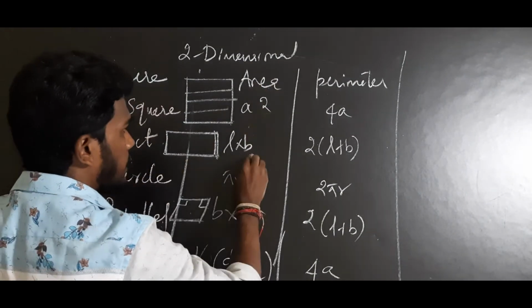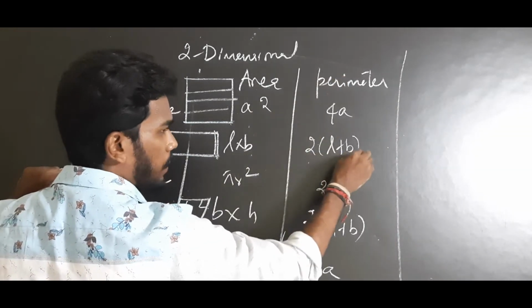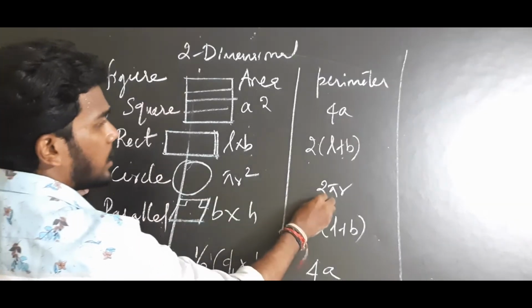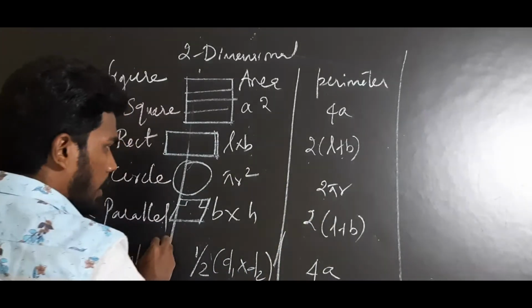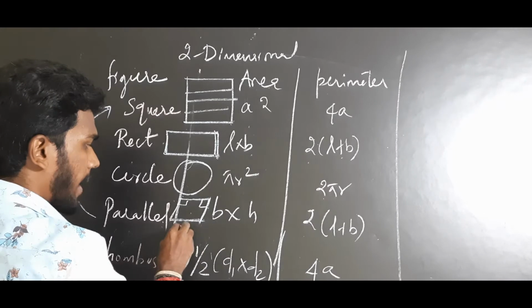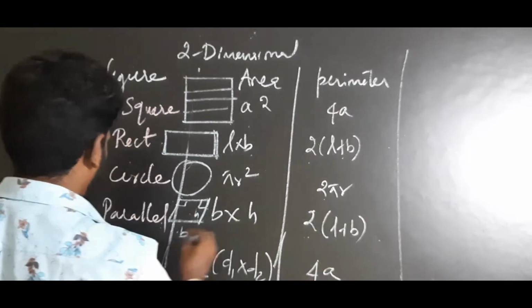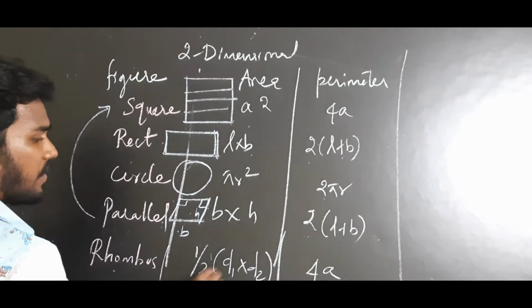So the area is length into breadth and the perimeter is 2 times length plus breadth. For a circle, the area is pi r square and the perimeter is 2 pi r. For a parallelogram, the area is base into height, and for perimeter, it is 2 times length plus breadth. And for a rhombus, the area is half d1 into d2.